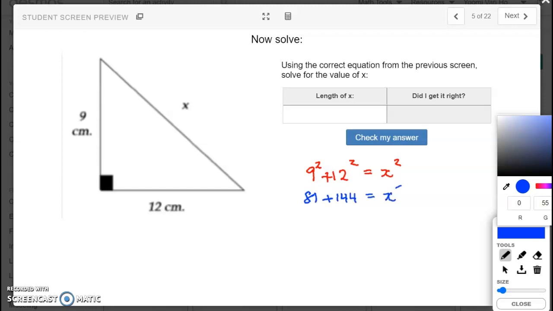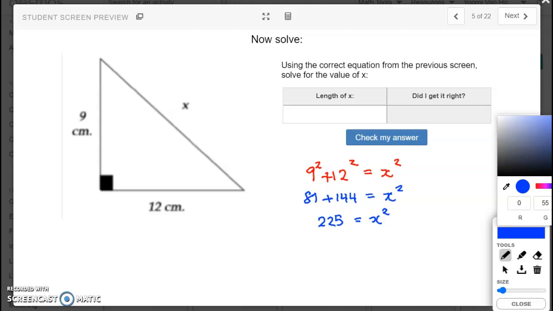Equals x squared. Notice that I am going line by line. What is 81 plus 144? 1 plus 4 is 5. 8 plus 4 is 12. So it's going to be 225 is equal to x squared.